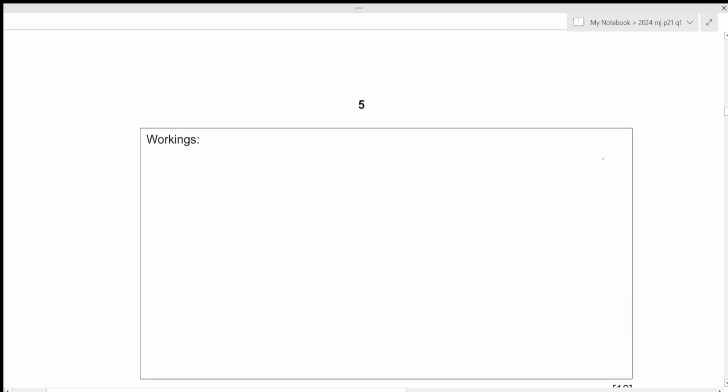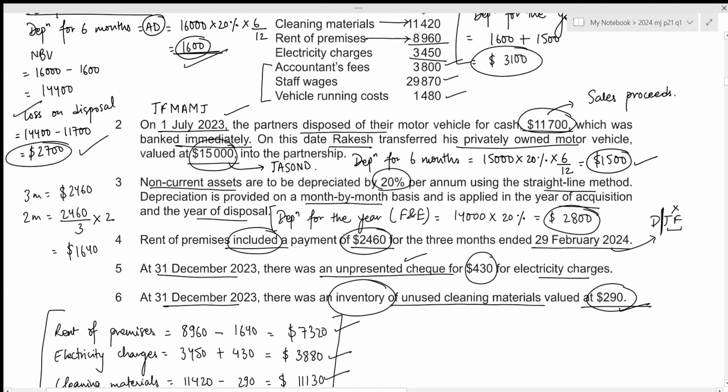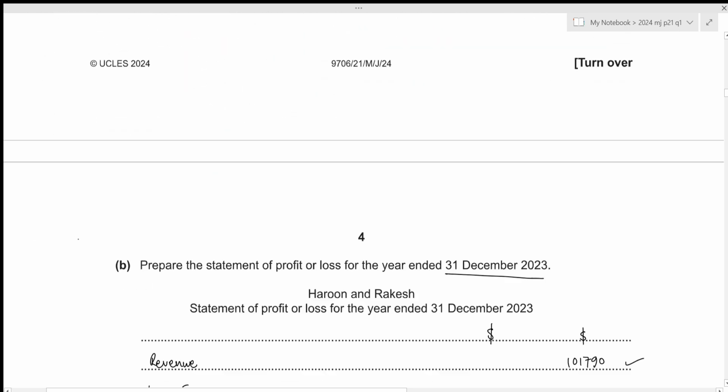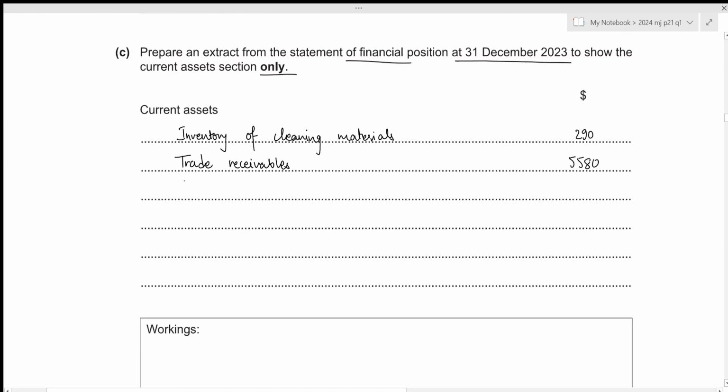Alright, then we also have a prepayment of expenses in this case. I think this was a rent of premises because it also included a payment of 2,460 for the 3 months ended 29 February 2024. It means that we've already paid in advance for the months of January and February. Since we have already paid for it, we are yet to receive the services for this payment. So this will be included as other receivables. So we've calculated the amount for the 2 months right here, which was 1,640, and this can be categorized as other receivables. Let's write it down. So we have other receivables of 1,640. Then the last thing we need to include is the cash at bank.